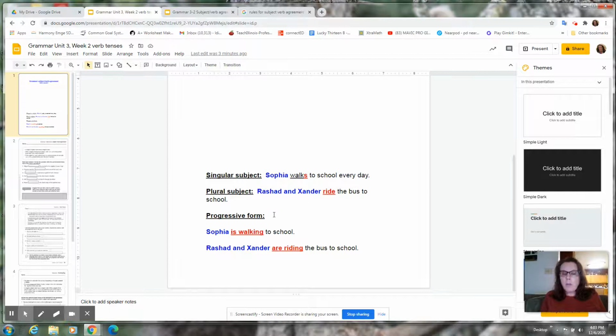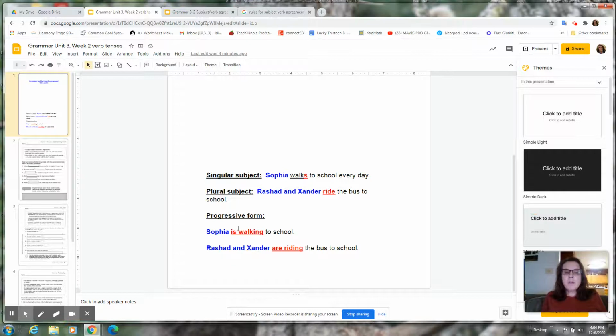Now, another thing we're going to talk about this week that gets kind of confusing, mostly because of this big vocabulary word here, is progressive form. So what that means is that it could be happening in a certain tense. And in this case, I'm going to talk to you a little bit about present tense here. And what I did is I changed this sentence to show that it is happening now in the present. Sophia is walking to school.